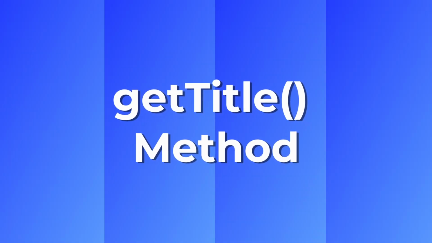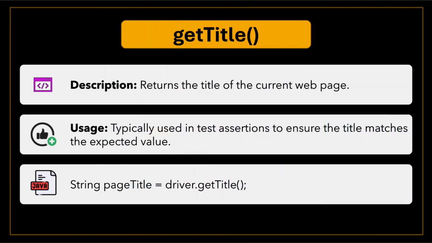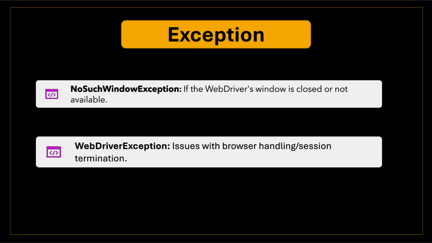Next is the getTitle method. This method returns the title of the current web page as a string. It is useful in verifying if the correct page is loaded by checking its title. It is helpful in test assertions where you need to ensure the page title matches an expected value. It can throw the below listed exceptions.